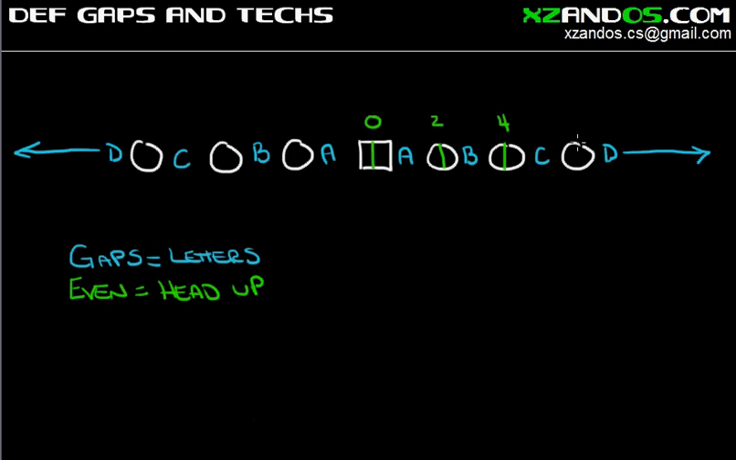And then the tight end is a rule breaker. You were probably thinking a head up technique on the tight end was going to be a 6. This is actually going to be an 8. Same on the backside. 2 is a head up technique on the guard. 4 is a head up technique on the tackle. And then 8 is a head up technique on the tight end.